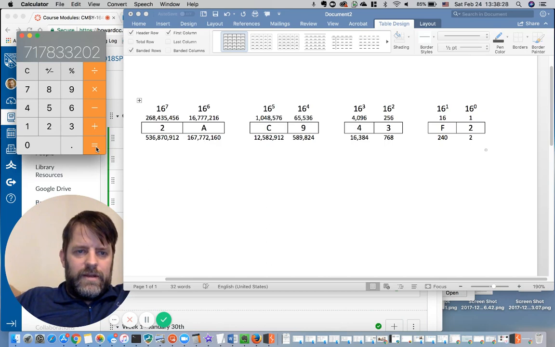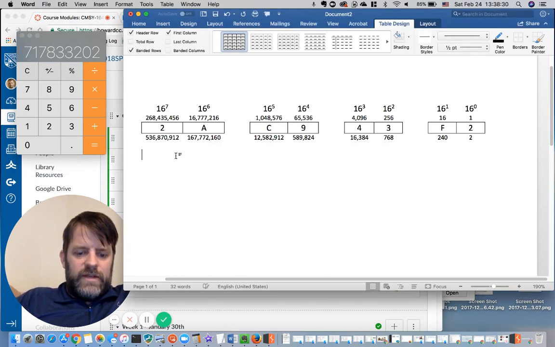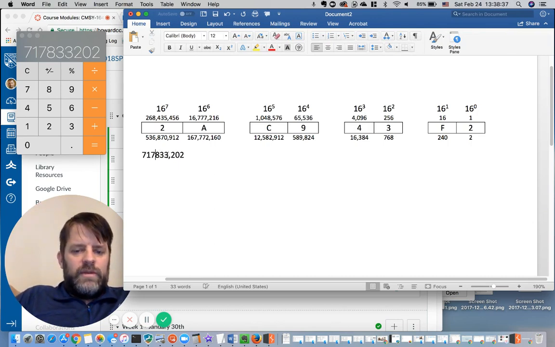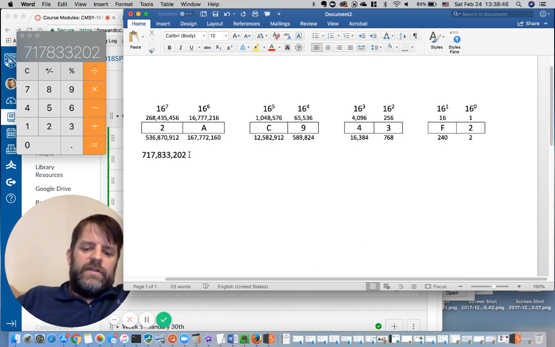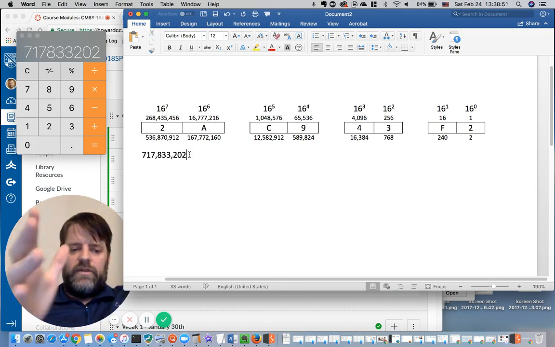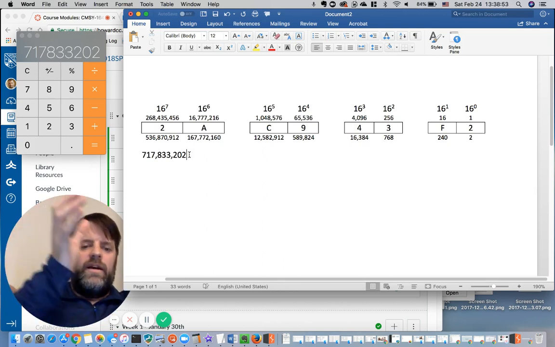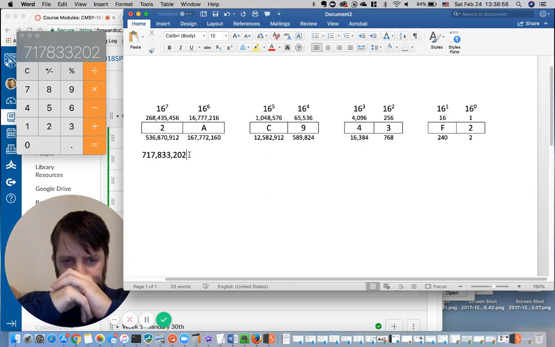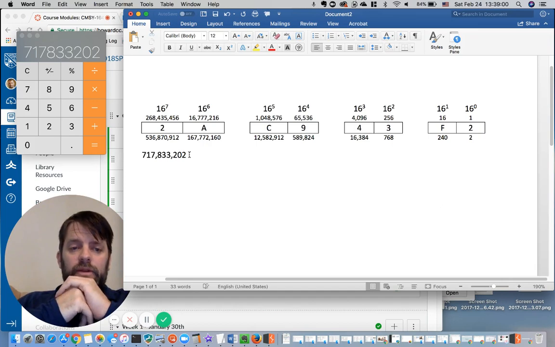And I can copy it, and I can paste it down below. Bing! There you go. Put some commas again, makes it easier to tell what the value really is, so you know which places you're dealing with. So it's 717,833,202. And that is the decimal value of these 4 bytes all put together as one big long 4-byte value. That's what you get. So that's not that hard to do.